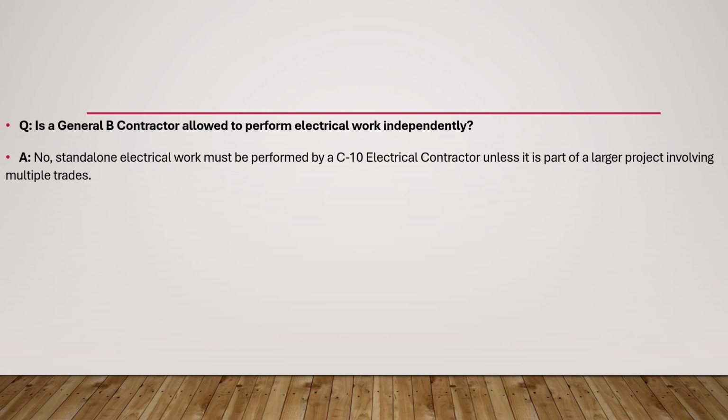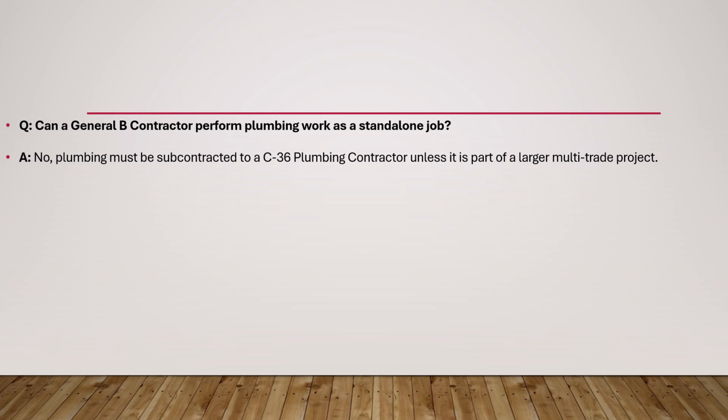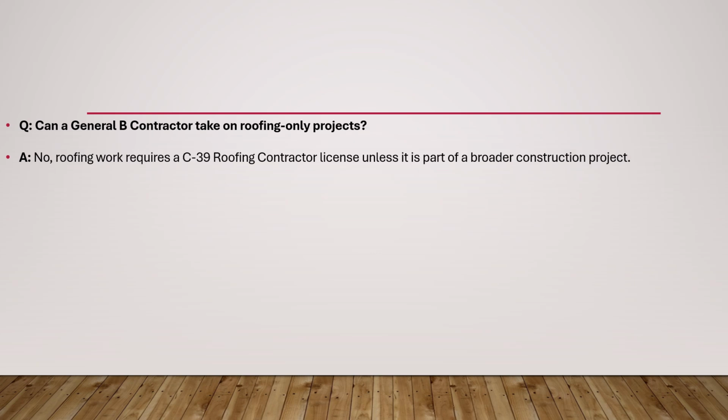involving multiple trades. Can a General B contractor perform plumbing work as a standalone job? No. Plumbing must be subcontracted to a C36 plumbing contractor unless it is part of a larger multi-trade project. Can a General B contractor take on roofing-only projects? No, roofing work requires a C39 roofing contractor license unless it is part of a broader construction project.